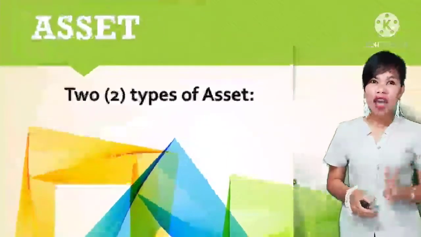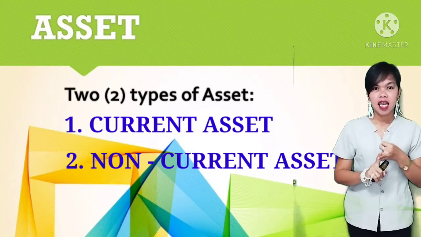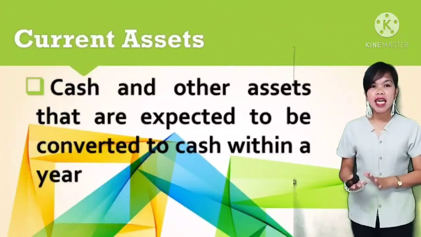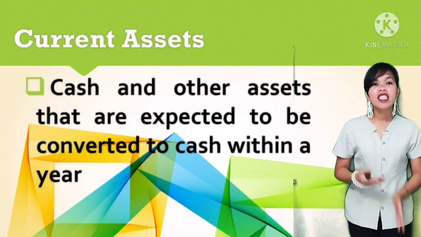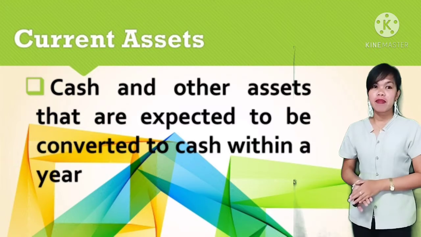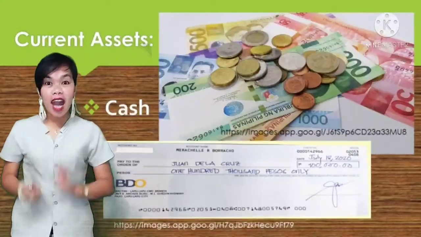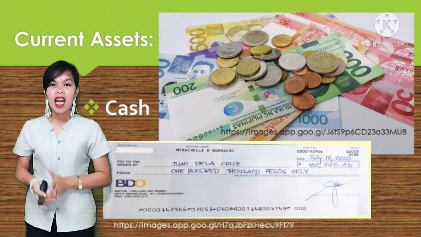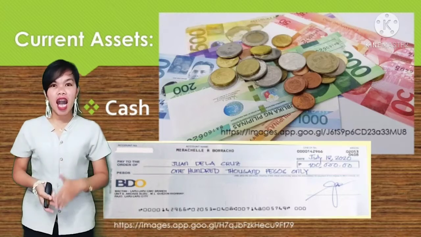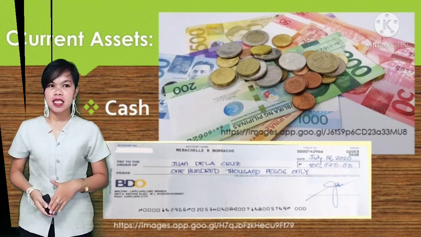There are 2 types of assets also: current assets and non-current assets. A current asset is cash or other assets expected to be sold, consumed, or converted to cash within a short period of time, or less than a year or 12 months. For example, cash. Cash includes coins, currencies, check or cheque, bank deposits, and other cash items readily available for use in the operation of the business.